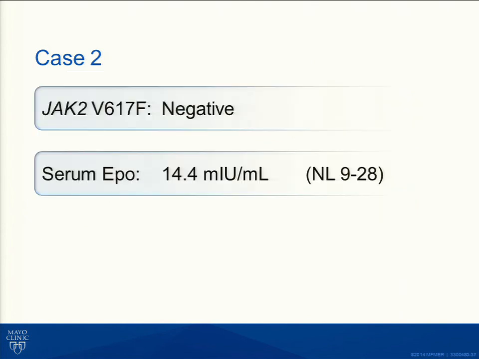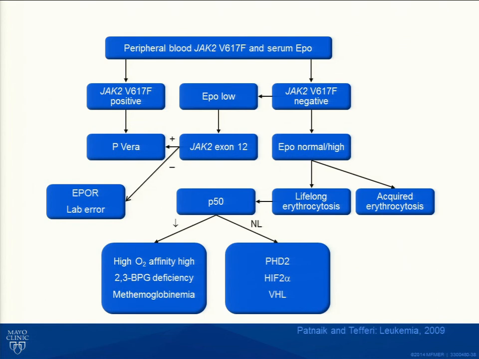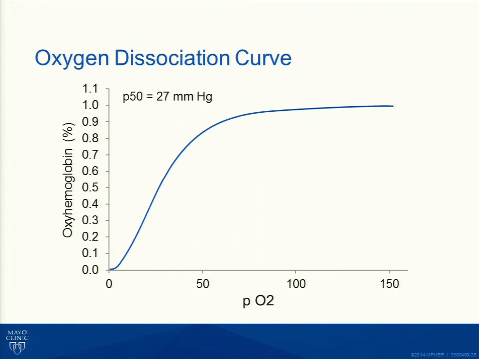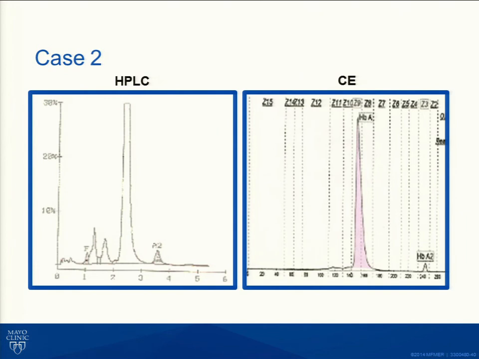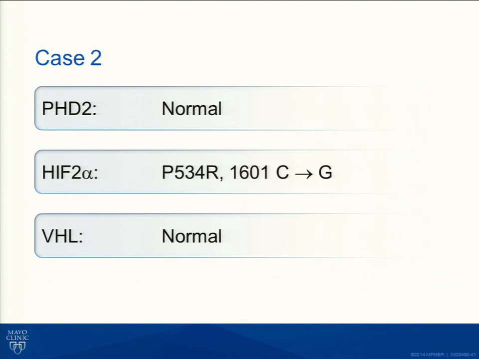And here is her initial testing. Once again, normal. So we are here as well, coming down this part. It looks to be lifelong erythrocytosis. Once again, next step, P50. And here, this one is normal. Now, hemoglobin studies did not need to be done. They were actually done in parallel, and you can see here that it looks normal, and you know there's no high oxygen affinity variant because the P50 was normal. This puts us then going into the oxygen sensing pathway. The PHD2 testing was normal, VHL was normal, but lo and behold, there was an abnormality in the HIF2 alpha at position 534.